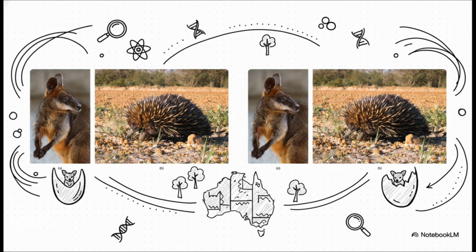I mean, look at these two. On the left, a wallaby, and on the right, an echidna. You've got a mammal with a pouch next to a mammal that lays eggs. When you isolate a whole continent for millions of years, evolution gets really creative.